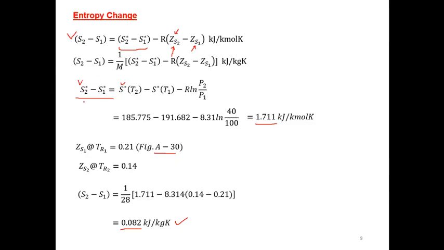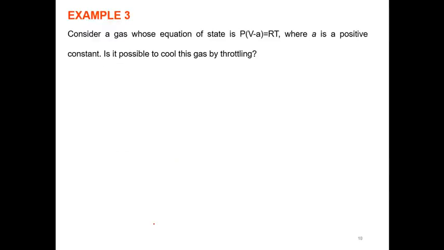So you can see a difference. There is a huge difference. The ideal gas change in entropy is 1.711, whereas for the real gas behavior it's 0.082 kilojoule per kg per Kelvin. Right?